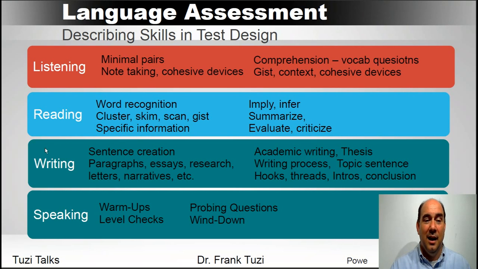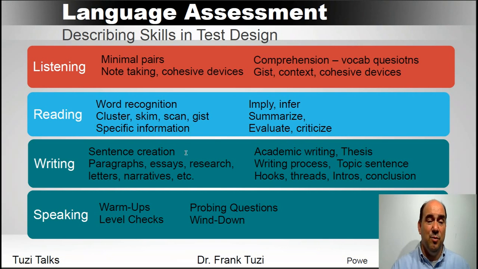Reading tests, reading assessments. You can do word recognition. Are they recognizing a word? You can do testing for things like clustering or skimming or scanning. Reading for the gist, reading for specific information. Higher up, you can do things like their ability to imply or to infer. Students' ability to summarize, if they were to summarize what they've read, or if they were to evaluate or criticize. All different things that you can use as items in a reading section or a reading assessment.